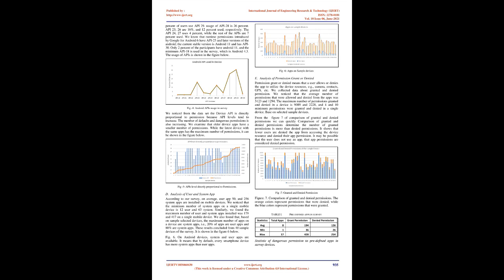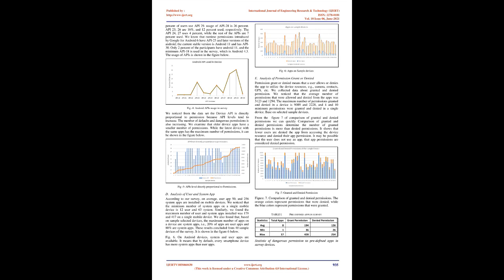Analysis of user and system apps. According to our survey, on average, 50 user apps and 256 system apps are installed on mobile devices. We noticed that the minimum number of apps on a single mobile device is 12 user and 63 system. Similarly, we found the maximum number of user and system apps installed was 179 and 417 on a single mobile device. We also found that, based on sample selected devices, the maximum number of apps on a device are system apps, i.e., 20% of apps are user apps and 80% are system apps. These results were concluded from 40 sample devices of the survey.